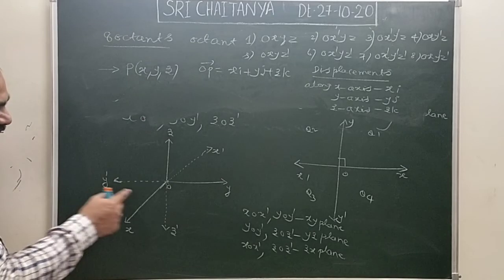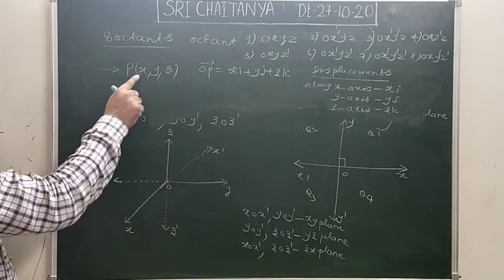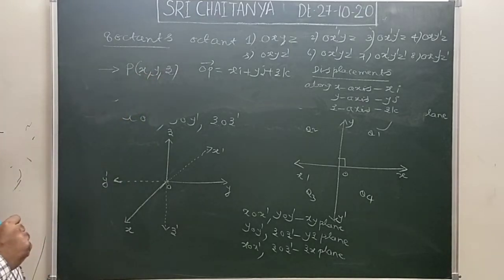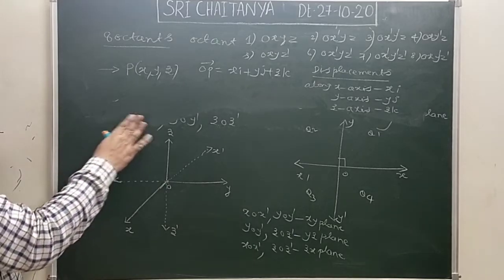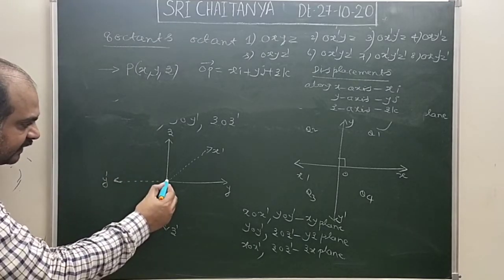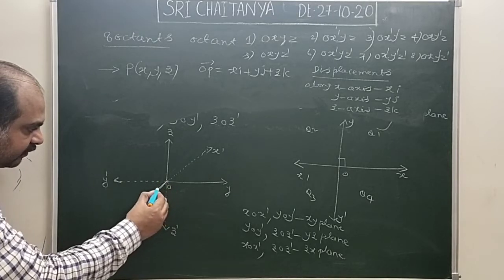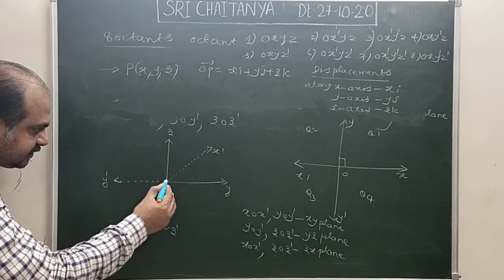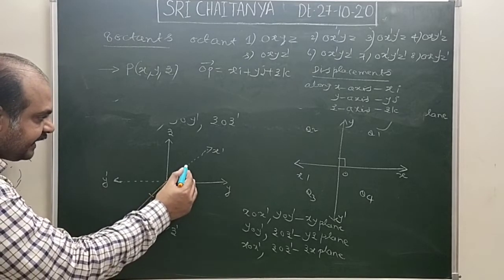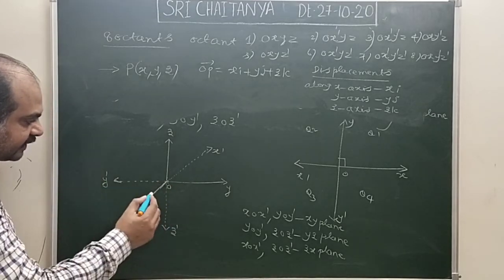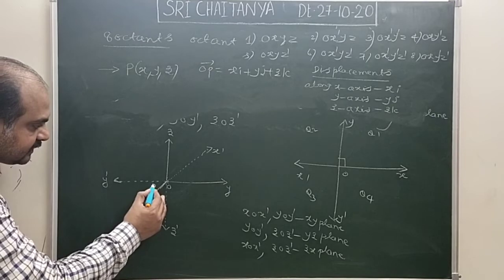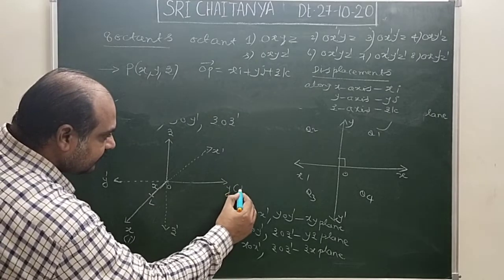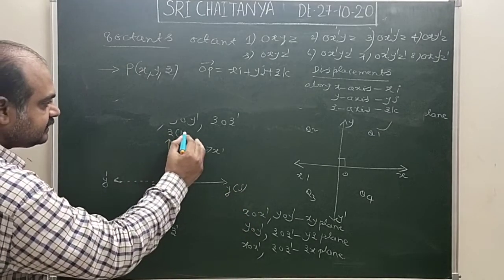Suppose look at P(x, y, z). How to represent here? Suppose let us say x positive, y positive, z positive. That means first from the origin, if x is positive, first displacement towards positive x-axis. Let us say x is positive, displacement this side. If x is negative, that side. If x is positive, this side. First displacement, this is x displacement. So in this direction i will be there, unit vector. In this direction j will be there. In this direction k will be there.